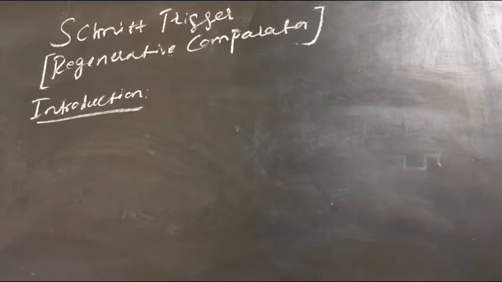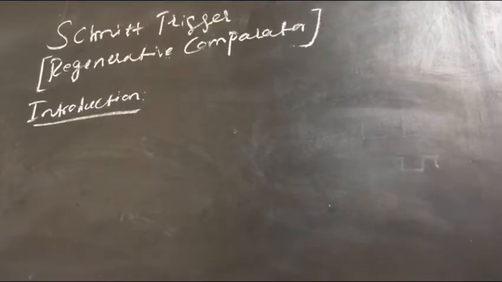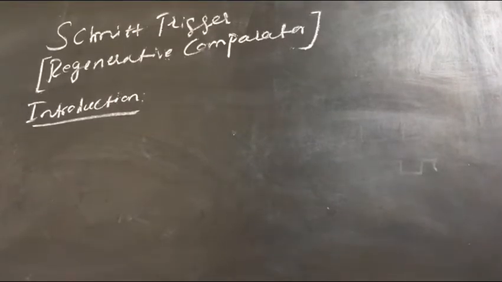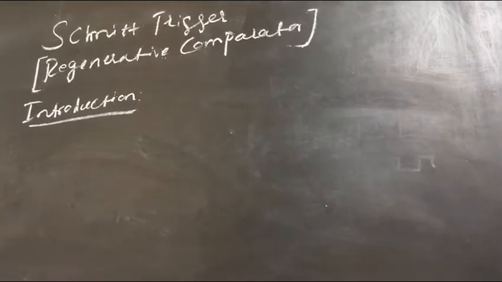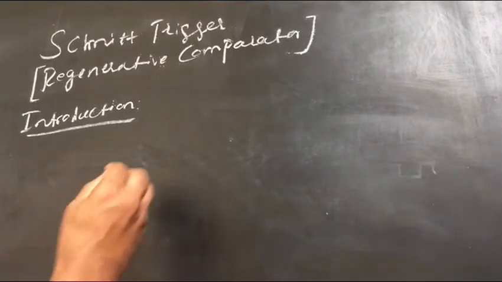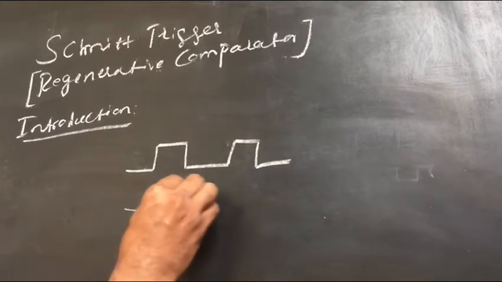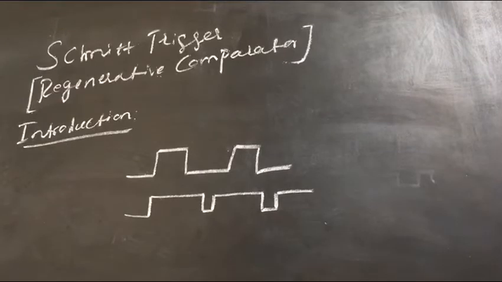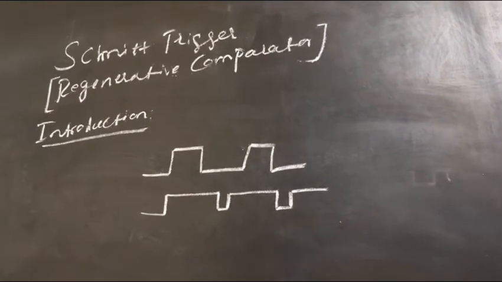Schmitt trigger is one of the most useful op-amp applications. Schmitt trigger is an integral part of many electronic circuits and ICs. Schmitt trigger converts sinusoidal and non-sinusoidal signals into either square waves or pulse waveforms like this. Therefore, Schmitt trigger is also called as squaring circuit.